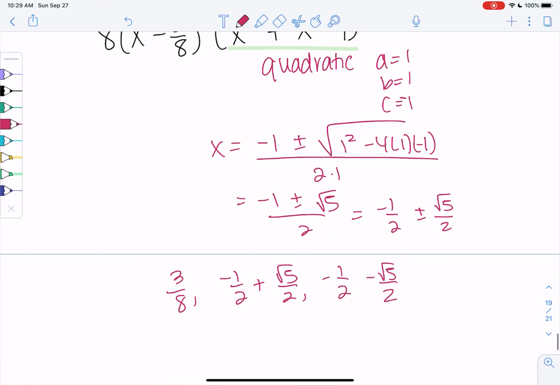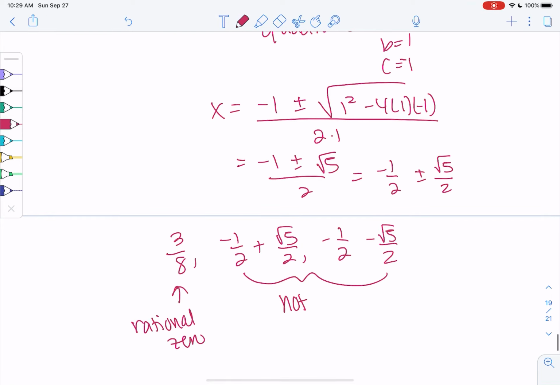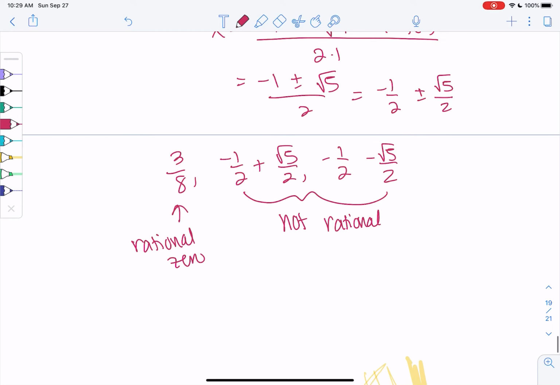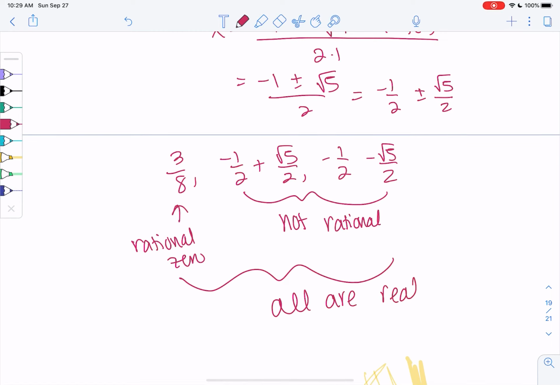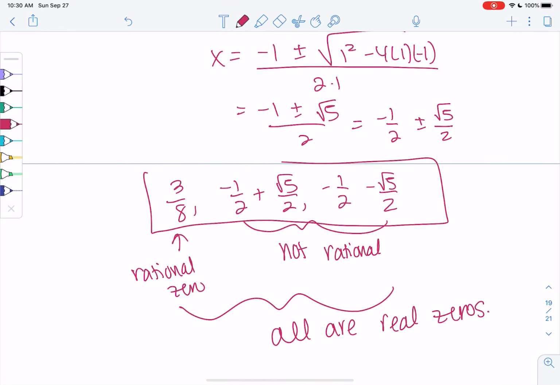So 3/8 is called a rational 0. And these remaining two are not rational, but they're still part of the real zeros. So all of these would be considered real zeros, because they're all real numbers. The only thing that would not be a real 0 is something involving i. Yeah, let's see. And I think the rest was just write the factorization, so I'll let you try that.